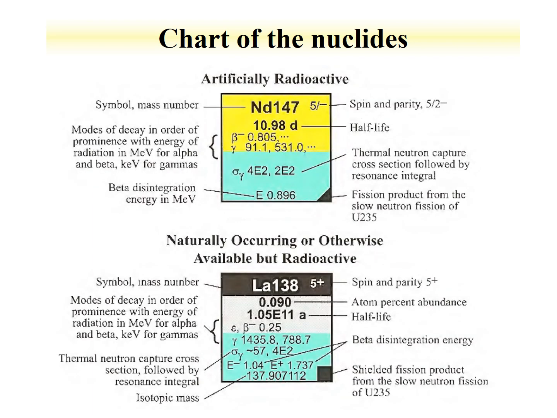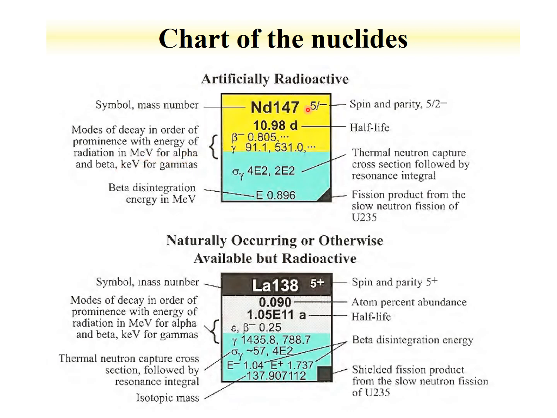Moving on to the radioactive isotopes. Their mass and symbol shown here. It's non-gray. The color has to do with the half-life of the isotope, which can be seen in the legend. Spin and parity, again 5/2 minus. The half-life is 10.98 days. The modes of decay followed by their energy with MeV for alpha and beta, keV for gammas.